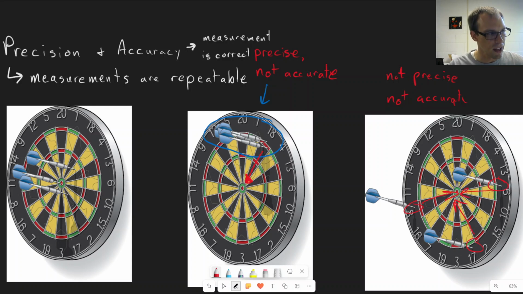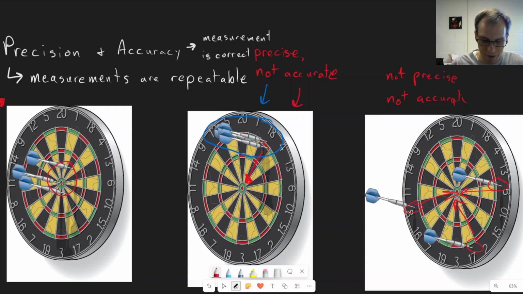Ideally, we want something like our dartboard on the left, where all the darts are grouped together pretty well, and they're grouped together around the center of our dartboard, meaning that the measurement's correct and it gives the same value every single time. So this is the ideal. We want something like this, where this is precise and accurate.